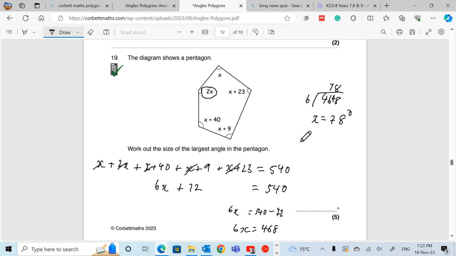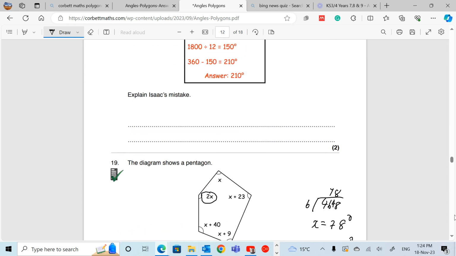So it's 2 lots of 78, which is 156. So 2x is equal to 156 degrees, and that's the answer for 5 marks. Got to be patient. 156 degrees. There you go. And I think that's good to go. We'll stop there. That's part 2 done.